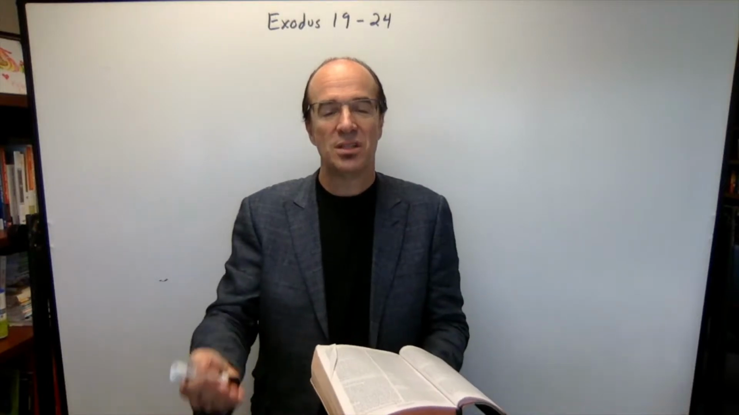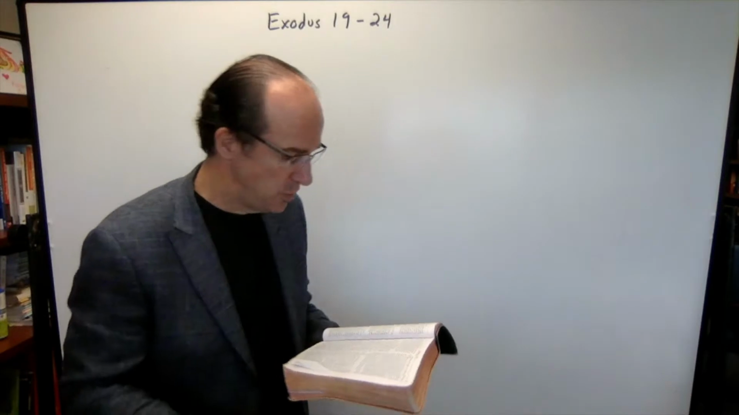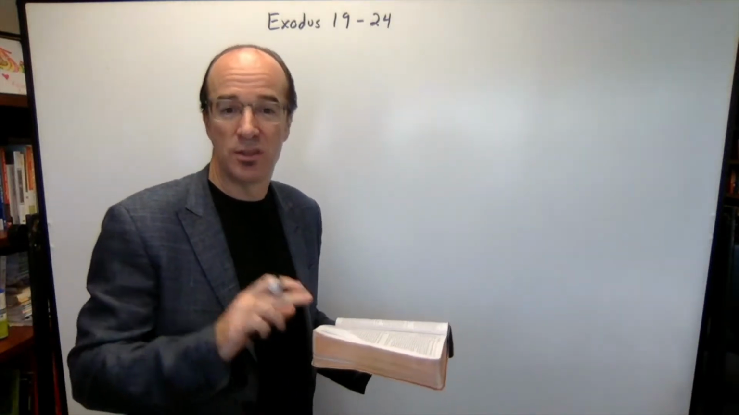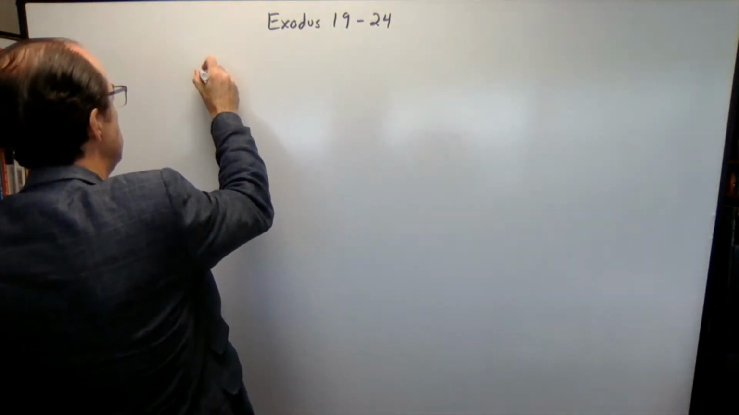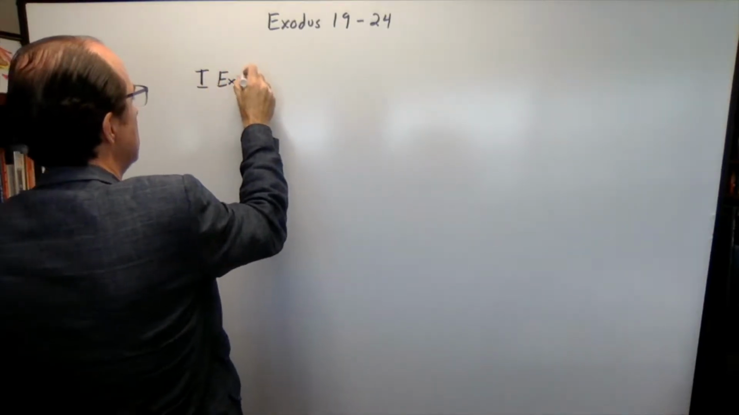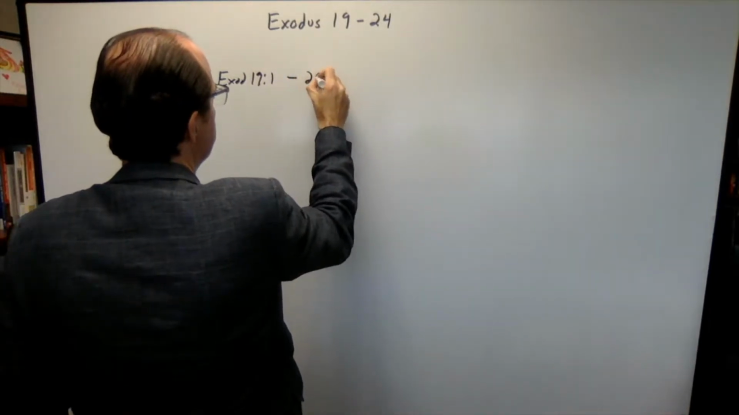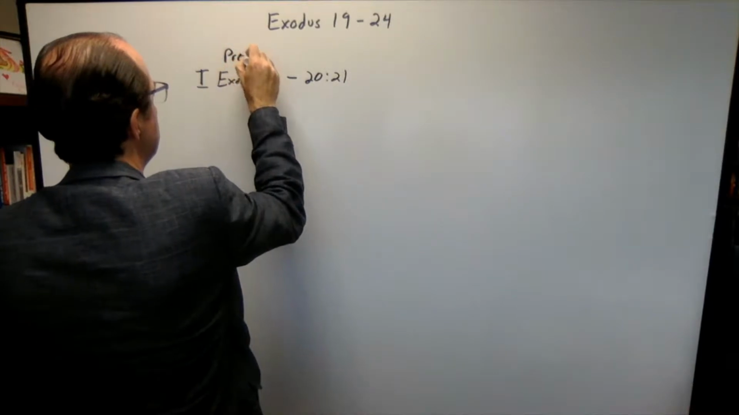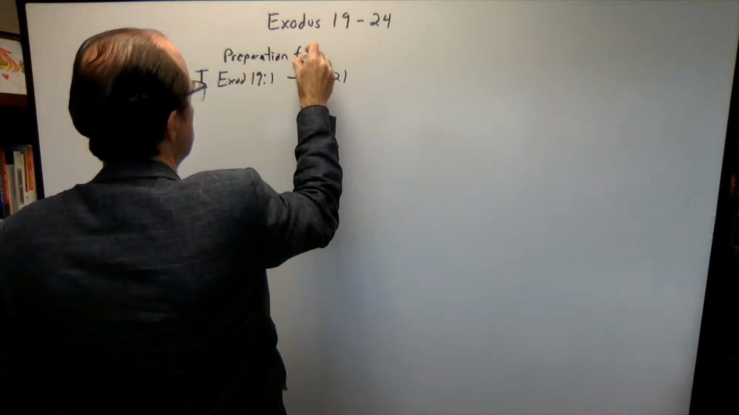So let's step back now into this text and have a look at some of the features here. This passage roughly breaks up into 3 big units. Again, there's some different ways to do this, but essentially the 3 units would be Exodus 19:1 through 20:21, and this is preparation for covenant.